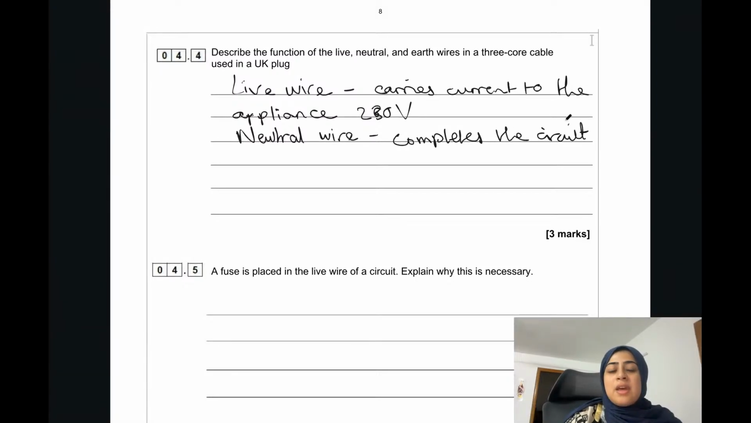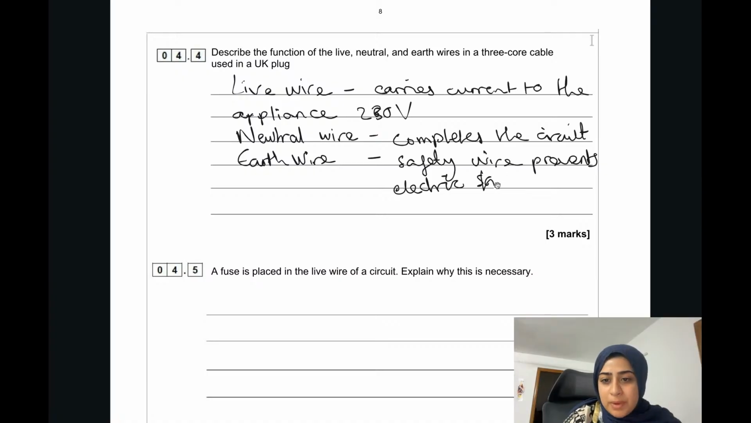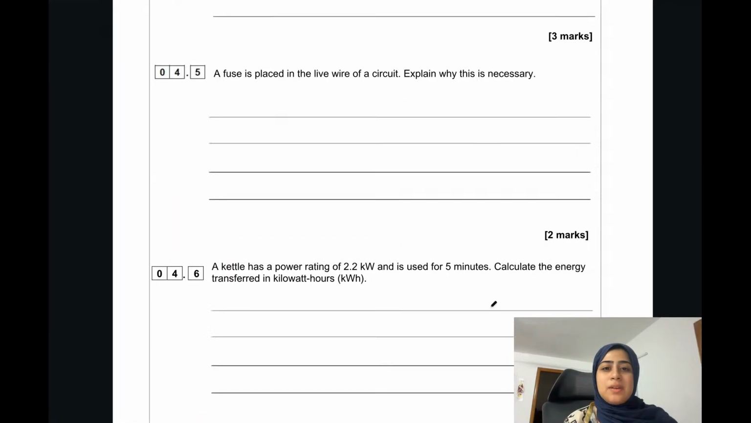And lastly, the earth wire, which is the one that's green and yellow. The earth wire, it's the safety wire, and it prevents electric shocks. So that's 3 marks, and you should get them. Sorry for my writing. It's very messy, but I'm writing with a graphics pad, so that's why.